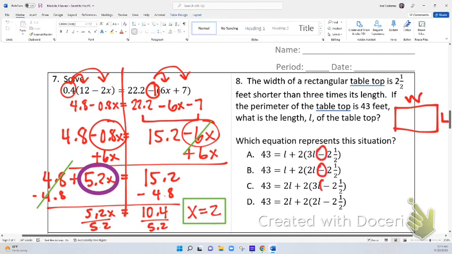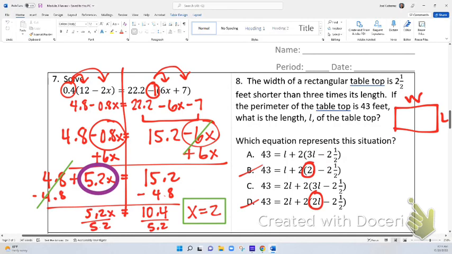So you'll notice that all of these have subtraction, so we can't do anything there yet. But then it does say that it is 3 times its length. So when we look at these, we look at the one that's 3 times its length. This one says 2 times the length, 2 times the length. It can't be B, it can't be D. So we're left with C and A.